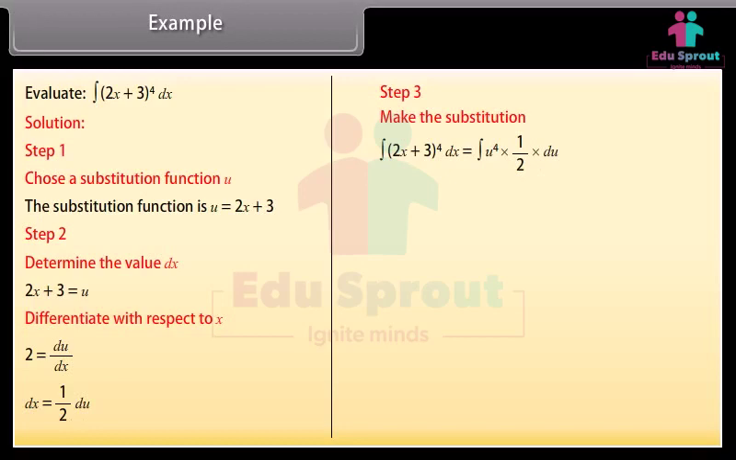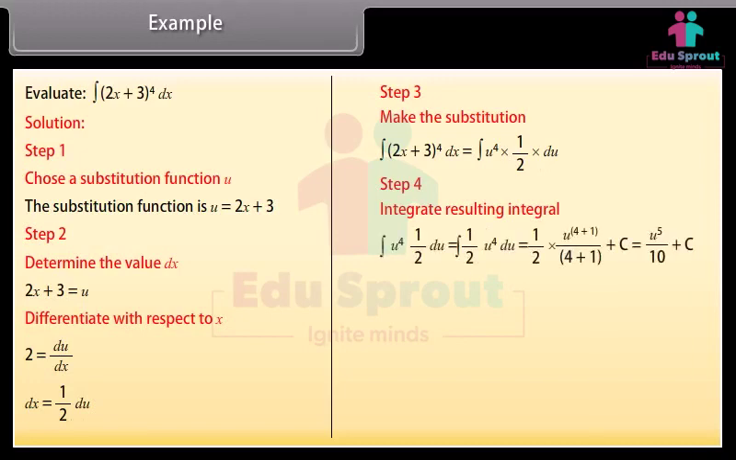Integral of (2x + 3)^4 with respect to x is equal to the integral of u^4 times 1/2 with respect to u. Step 4. Integrate the resulting integral. Integral of u^4 times 1/2 with respect to u is equal to 1/2 times the integral of u^4 with respect to u, which is equal to 1/2 times u^(4+1)/(4+1) plus c, which is equal to u^5/10 plus c.